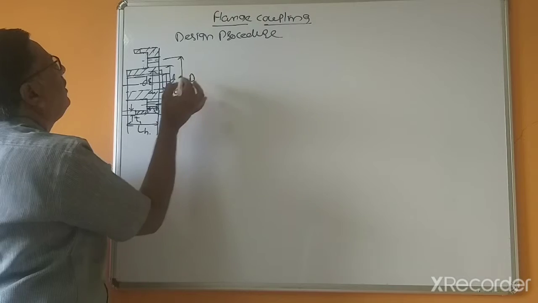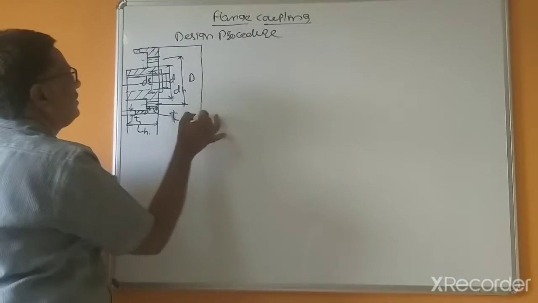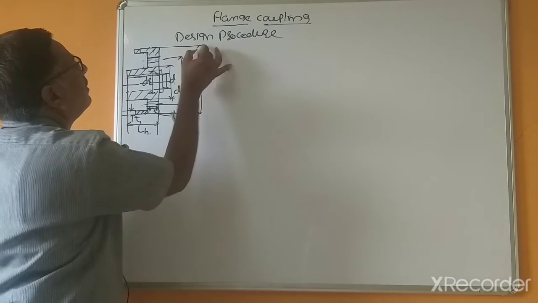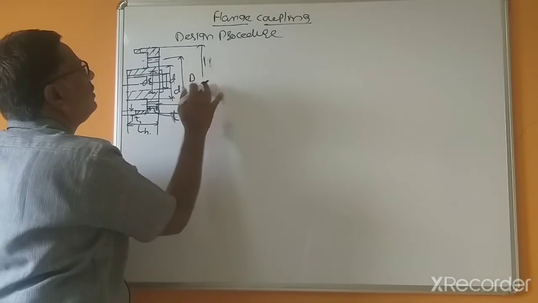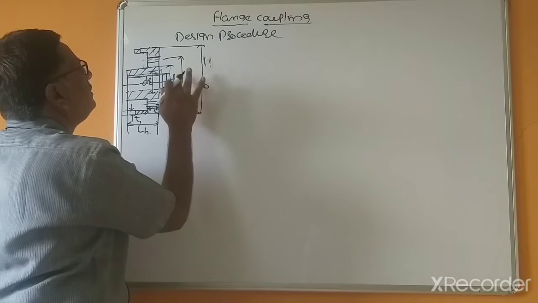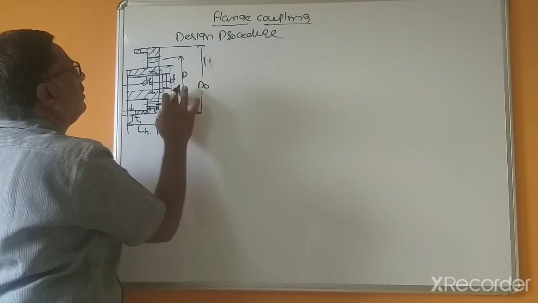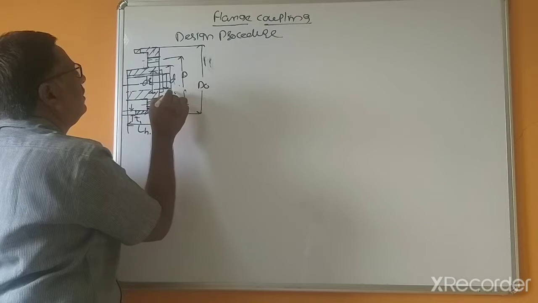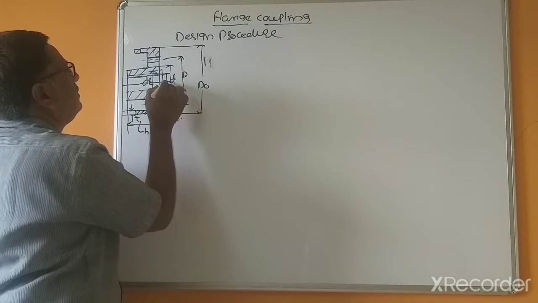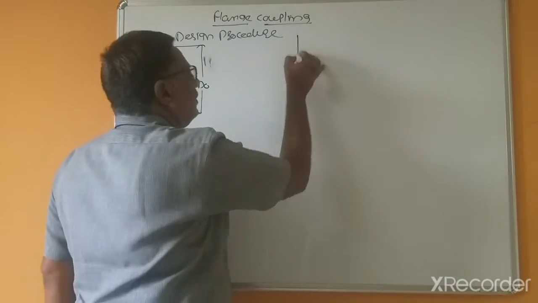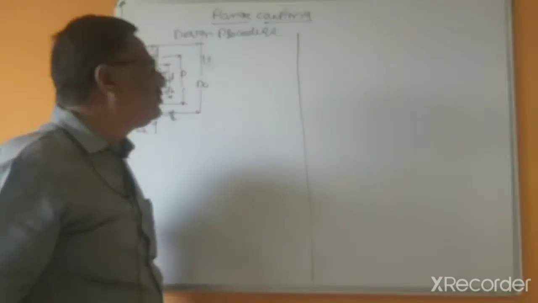This is the pitch circle diameter, capital D, and this is the overall dimension, the outer diameter. You can say this is the outer diameter, and this is small d, and this is DH, and this is D, right? So we'll split into two parts.